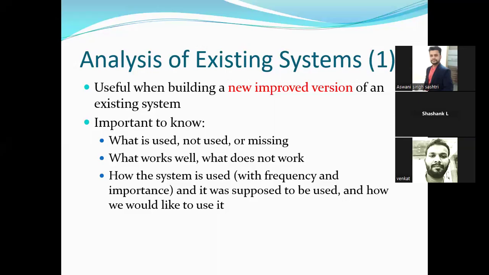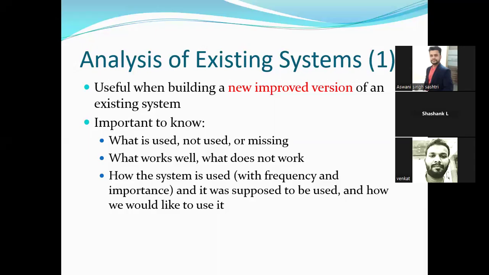Okay. Then how the system is used, what the frequency of the system is, all that we will be able to understand when we are working on the analysis of existing system. Example, if we have a mobile banking application, so we already have a mobile banking application, but we want to make a new version. So for that, we should understand what the use of this application is, which features are used. It's okay, like balance transfer, balance inquiry, fixed deposit, recurring deposit.